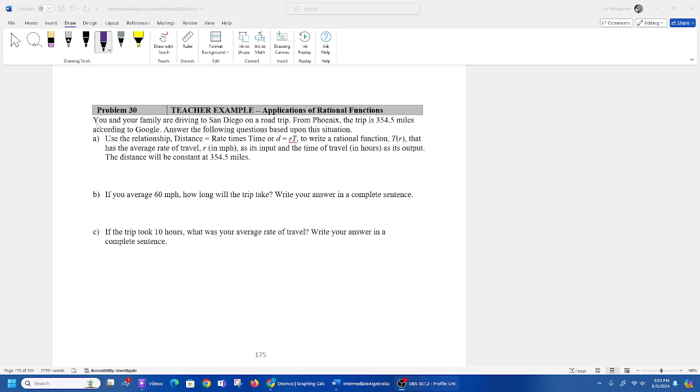Use the relationship distance equals rate times time, or d equals rt, to write a rational function t of r that has the average rate of travel r in miles per hour as its input and the time of travel in hours as its output. The distance will be a constant 354.5 miles. That was incredibly wordy.